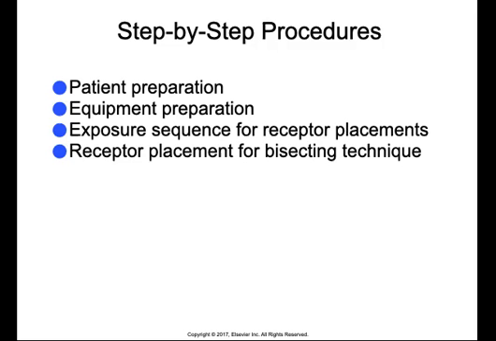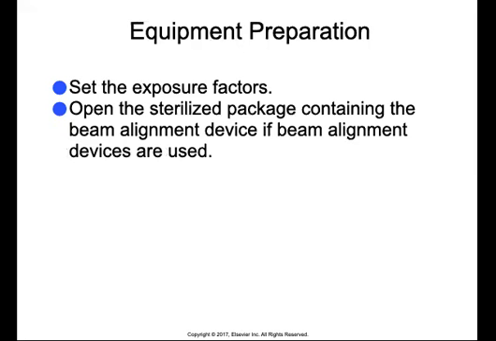Next, you'll want to set the exposure control factors, and this is the kilovoltage, the milliamperage or mA, and the exposure time. And we'll do this on the X-ray unit according to the recommendations of the receptor manufacturer. If the beam alignment device or a receptor holder is used, you'll want to open the sterilized package containing the devices and assemble the devices over a covered work area.